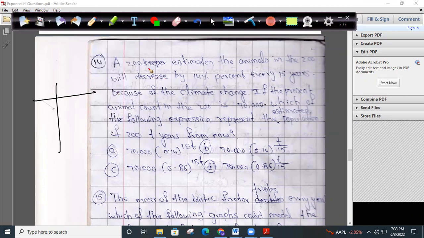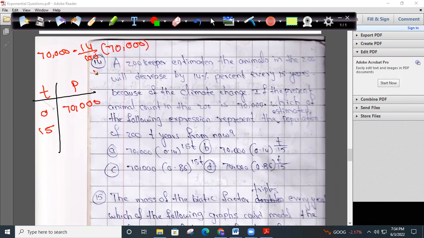Okay, now a zookeeper estimates the animals in the zoo will decrease by 14% every 15 years because of climate change. If the present animal count in the zoo is 70,000, which of the following expressions represents the estimated population of the zoo T years from now? Very good. So I want the population T years from now. When the initial population is 70,000, after 15 years it should be decreased by 14%, meaning 70,000 minus 14% of 70,000.